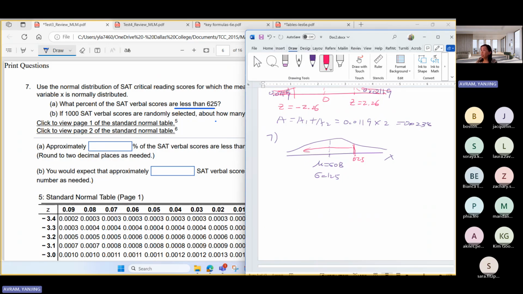So we said earlier, if you want to read a table, you have to convert the X value into a z-score, and the z-score uses X minus mu over sigma. It didn't tell you the n. So for the first one, part A, n is equal to 1. If they didn't tell you anything, n is 1. The second one, n will be 1,000.